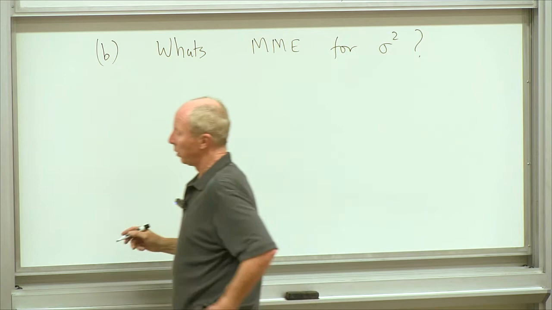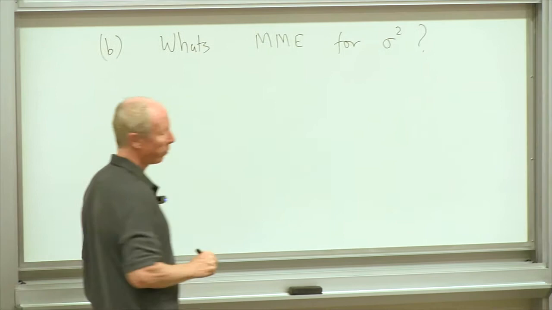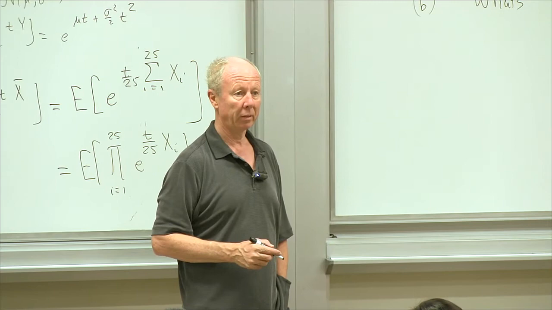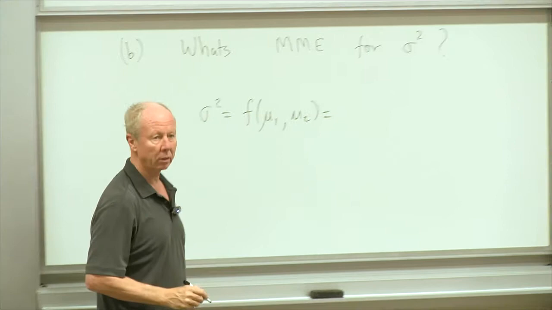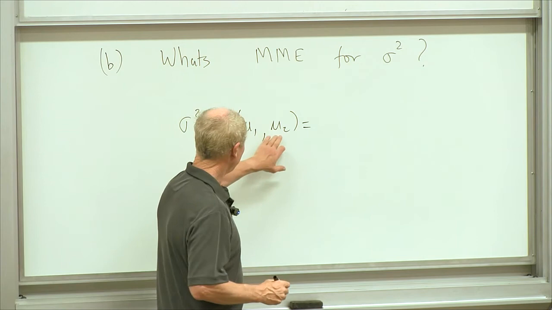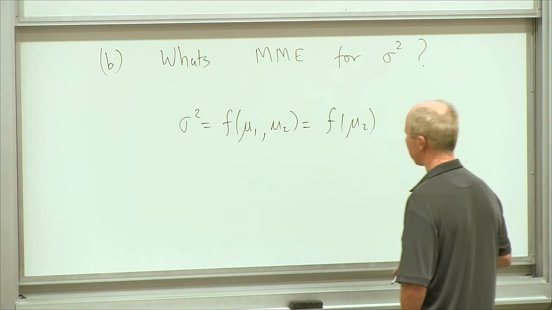Here's the parameter. We have to express that parameter as a function of the moments. So we're supposed to express sigma squared as a function of the moments. So maybe mu 1 and mu 2 should be enough. But what's mu 1 in our case? 0, right? Mu 1 is the first moment. Mu 2 is the second moment. So this should be expressible as a function of the first moment. And what is the second moment?